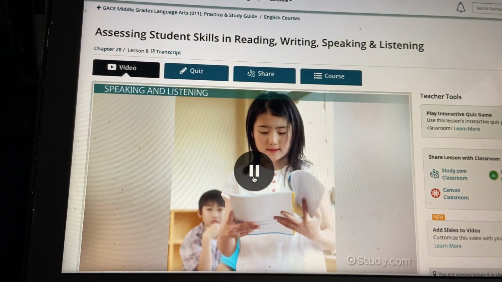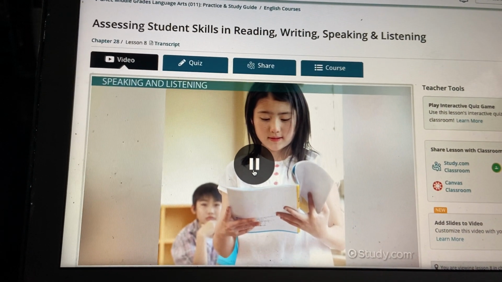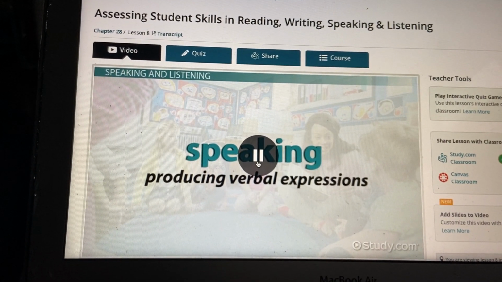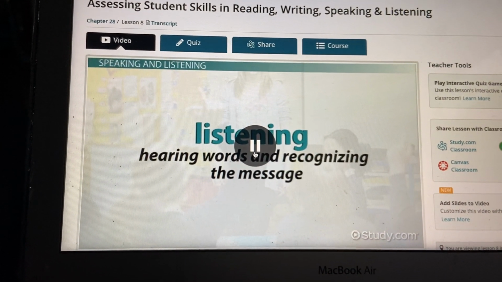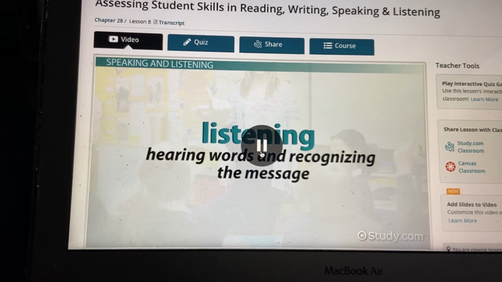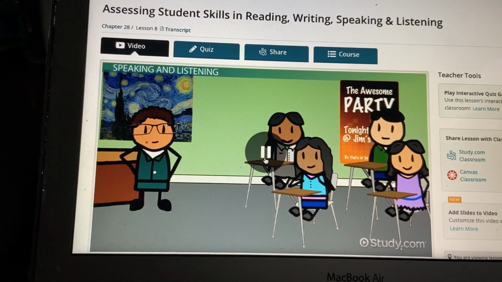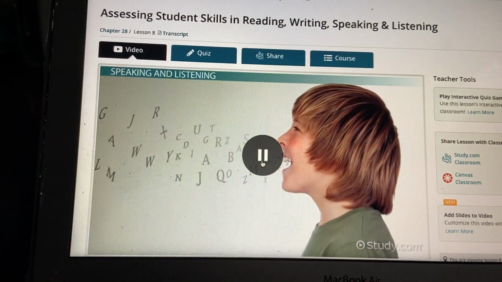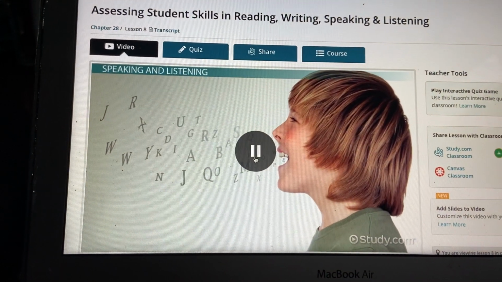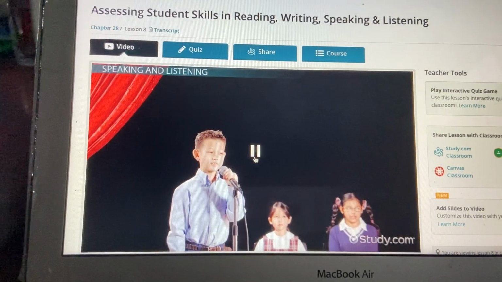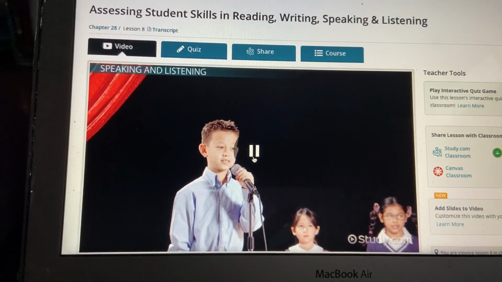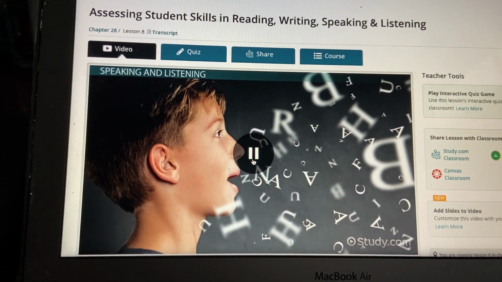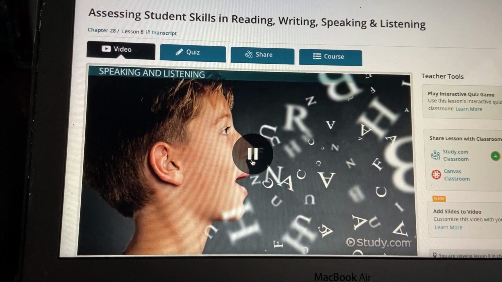Speaking and listening make up the final area an ELA teacher must assess. Speaking revolves around producing verbal expressions. Listening is the process of hearing words and recognizing the message. Most people focus heavily on reading and writing and turn a blind eye to speaking and listening. However, the latter skills are equally important. Students need to learn how to speak in an appropriate manner and listen to others. Each person will use these skills in every verbal interaction for the rest of his or her life.